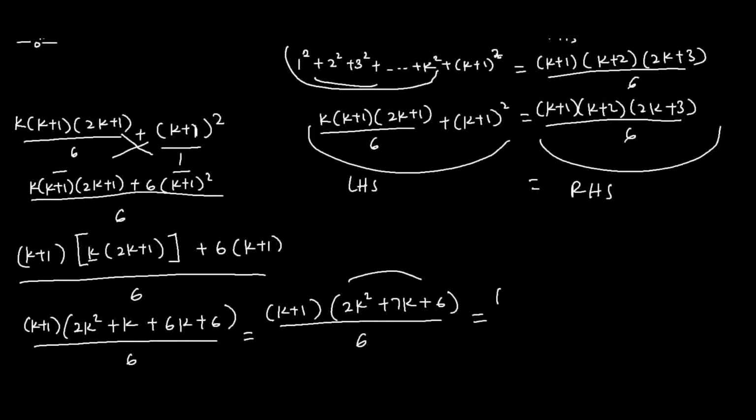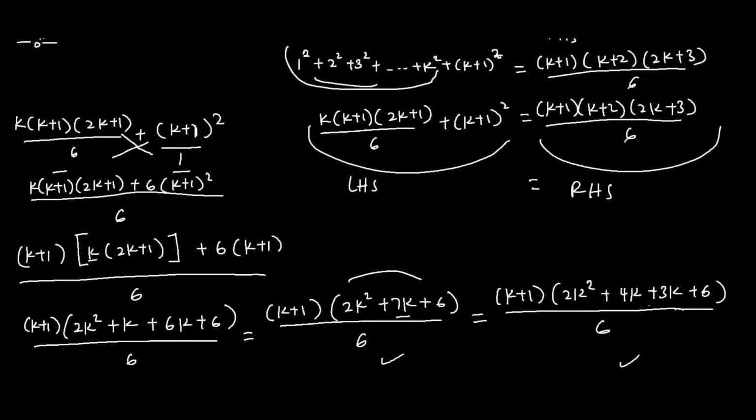So I'm going to write this as k plus 1 multiply with 2k squared plus 4k plus 3k plus 6, all this divided by 6. You see that what you have on this side is the same as what you have here; it was this 7 that I split into 4k plus 3k, so it's the same thing. What I'm going to do next is factor out this polynomial that we have here.